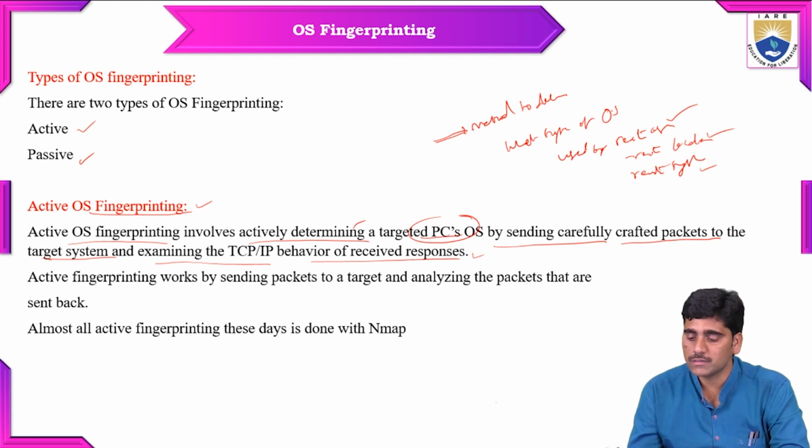So the target system is identified, what type of operating system it uses, by sending carefully crafted packets to that remote system. And here the active fingerprinting works by sending packets to the target and analyzing the packets that are sent back. So here the packets are targeted on the target machine and the analyzed packets are then sent back to the original destination.